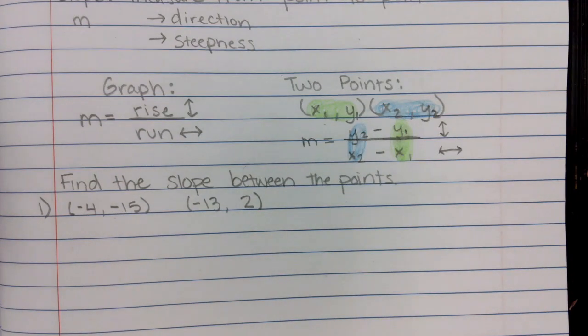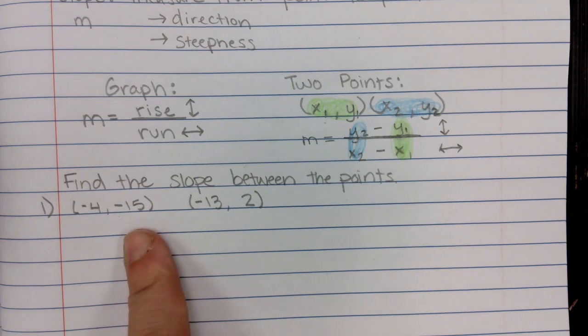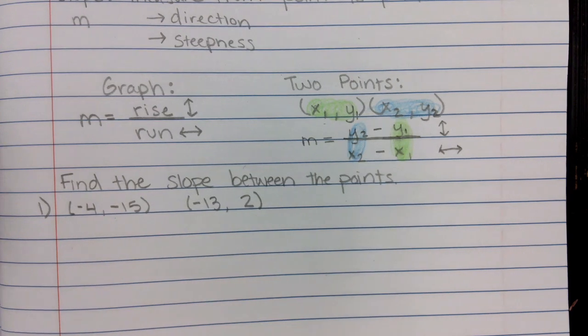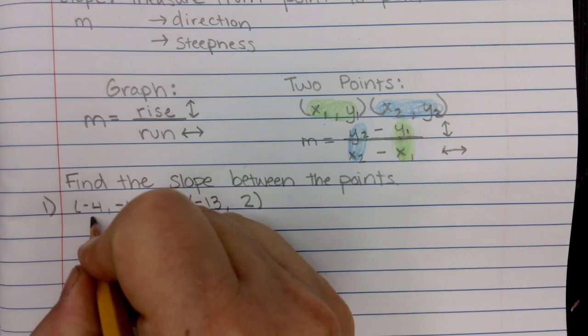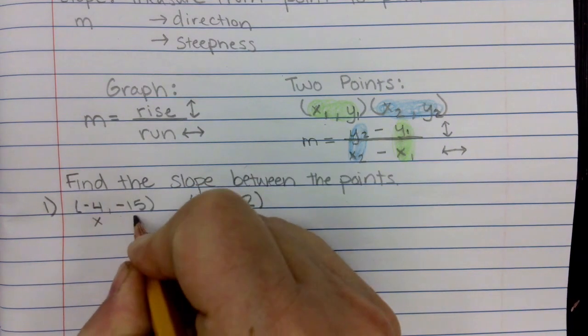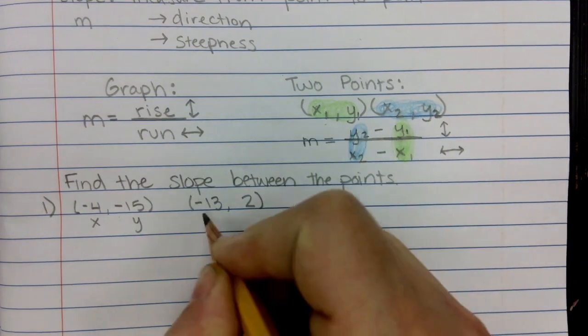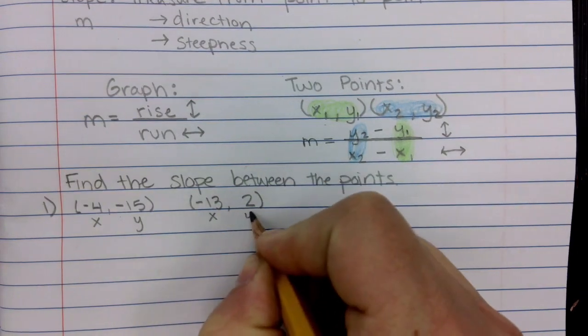Okay, so first thing I'm going to do is label my points. I always label my x, y, x, and y. And then I want my 1s to go with the first point and my 2s to go with the second point. So here's my first point, so I get x1 and y1. And then my second point, x2, y2.